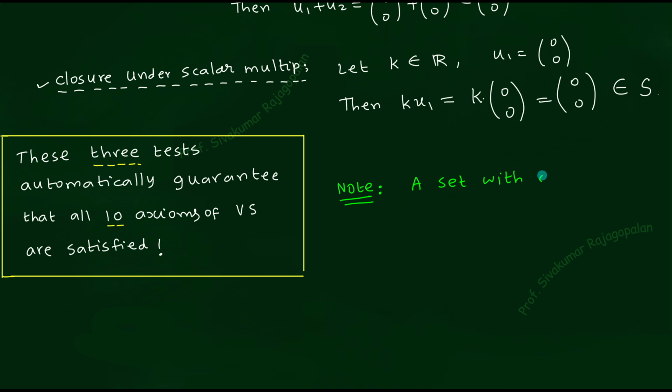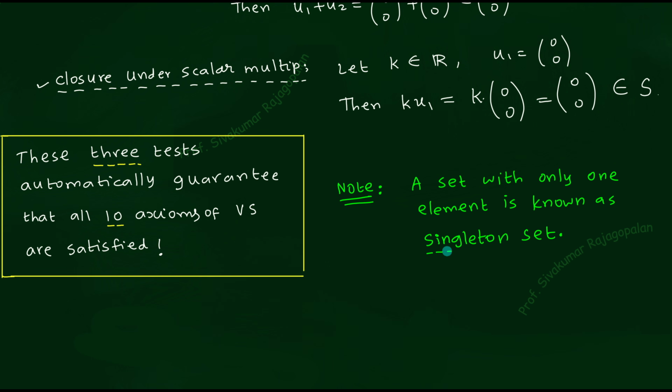Finally, let us make one important conclusion. We have only one element in the given set, right? 0, 0. So there is a special name for that. Whenever a set has only a single element, that particular set is known as a singleton set.